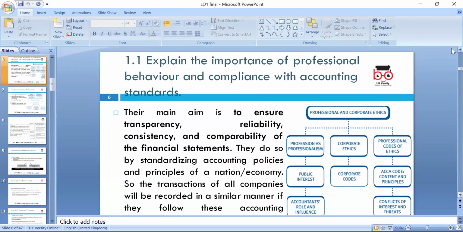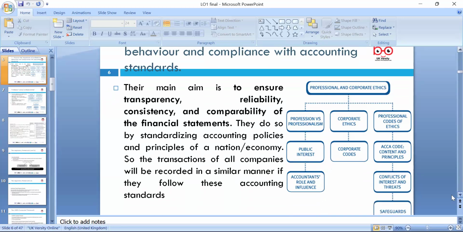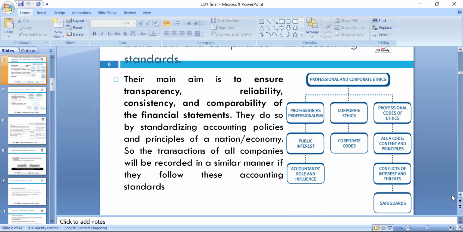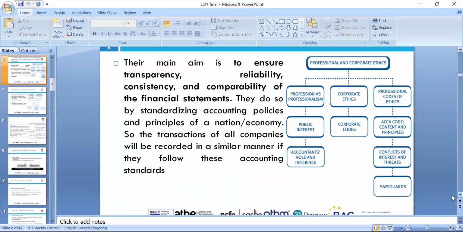Now 1.1, we have the assessment criteria: explain the importance of professional behaviors and compliance with accounting standards. The main purpose of all these accounting standards is to prepare true and fair financial statements. We prepare four types of financial statements: the statement of comprehensive income, the statement of financial position, the statement of cash flows, and the statement of changes in equity.